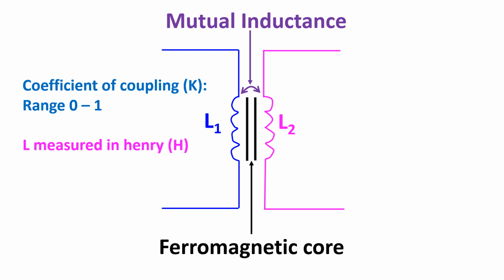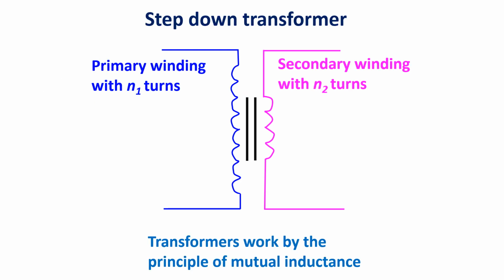High coupling induces more voltage in the second coil, while loose coupling or low coupling induces less voltage. When the coils are so far apart as to have no mutual inductance, the coefficient of coupling will be 0. Transformers work by the principle of mutual inductance. If the number of turns in the primary winding of the transformer is N1 and the number of turns in the secondary winding is N2, then the ratio of voltages V1 by V2 will be equal to N1 by N2.